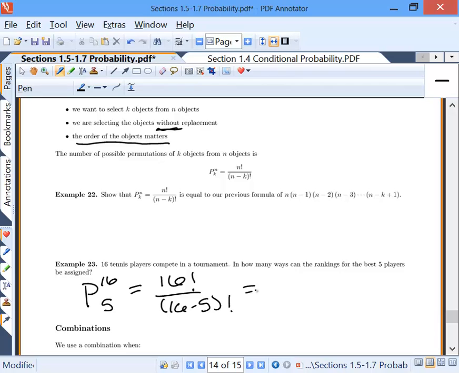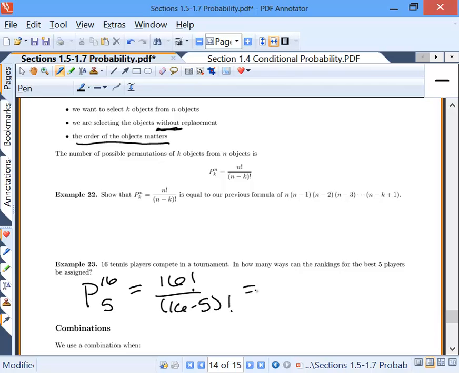So on the TI-89 it's 16, 5. On my other calculator, I actually do 16, then push my nPr button, and then put in my 5. And either way, I get my answer. Sorry, did I say C? I meant to say P.